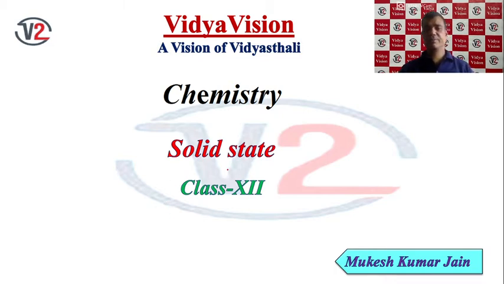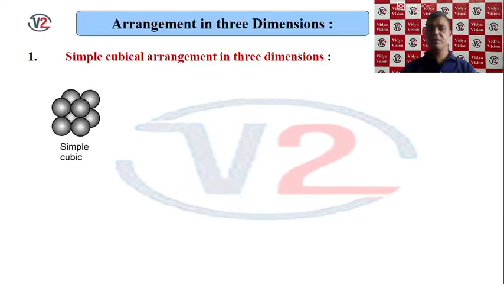I am Mukesh Jain and today our topic is arrangement of particles in three dimensions, that is the topic of solid state. If we arrange the particles in three dimensions, then we can get different types of crystal lattice. Number one is the simple cubic arrangement in 3D. Then the unit cell of this arrangement will also be cubic, and the name of the crystal lattice is simple cubic arrangement. Then the unit cell will also be a simple cubic unit cell.